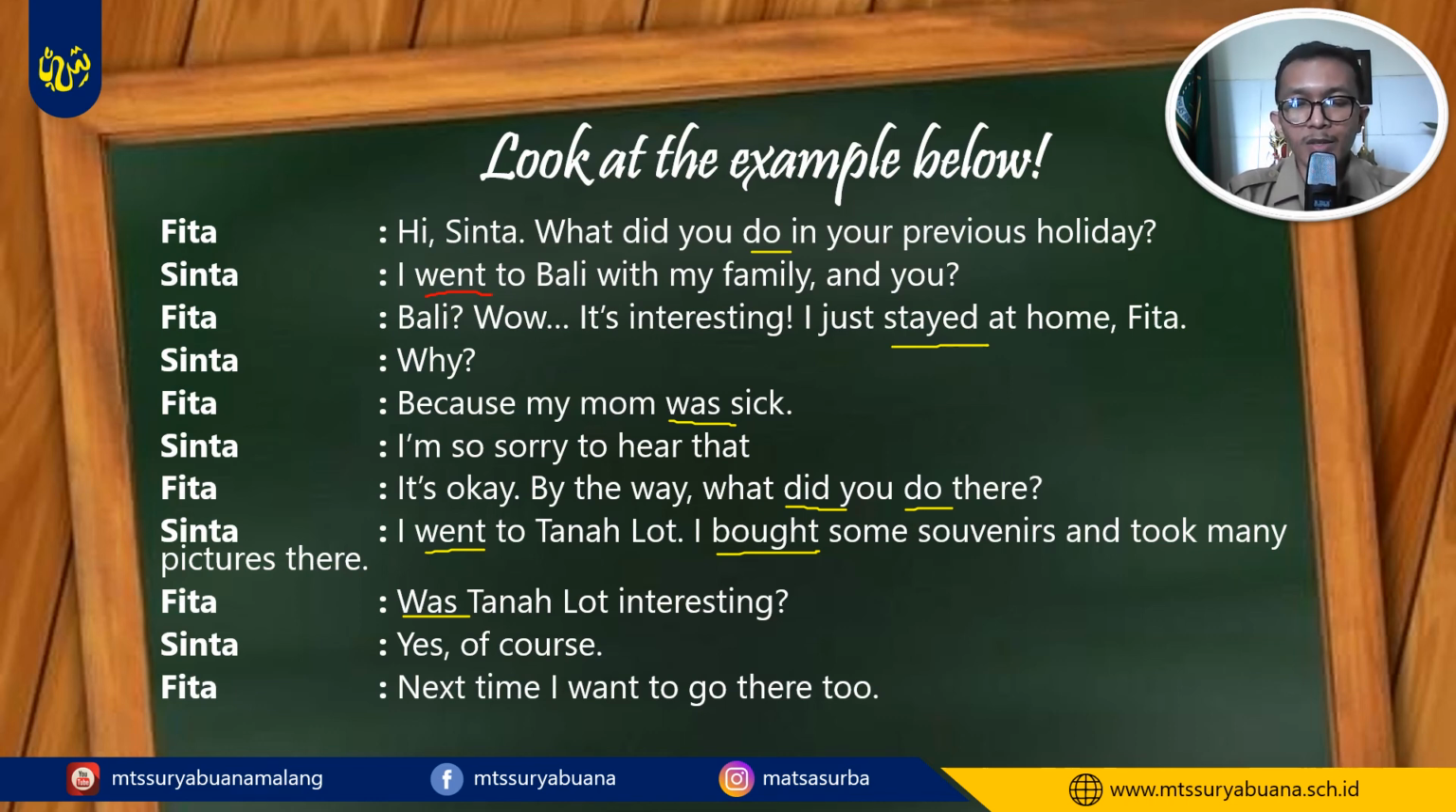Okay, students, I hope you understand the material about simple past tense. So, in conclusion, if we want to talk about something that already happened in the past, you can use simple past tense. You have to understand how to change the verb from verb 1 into verb 2. Like I just stayed at home, so you change stay into stayed, buy into bought, go into went, something like that.